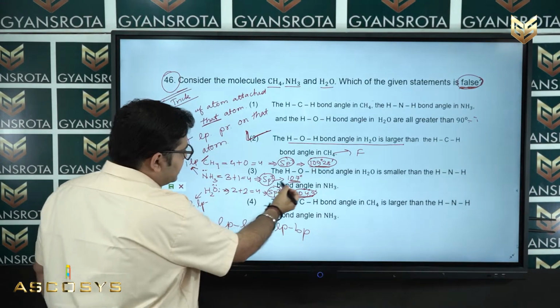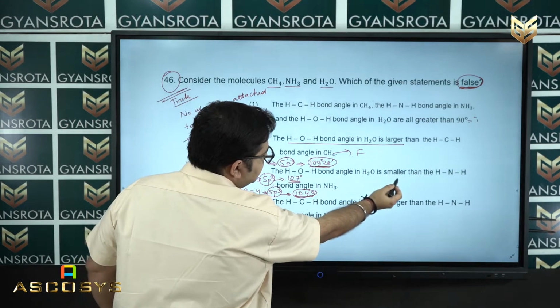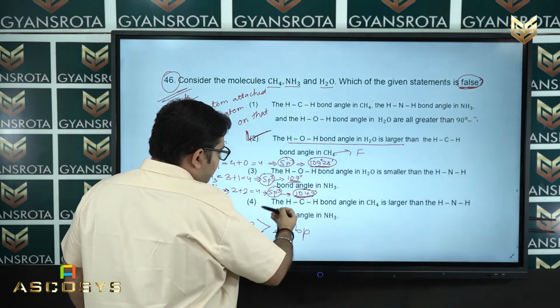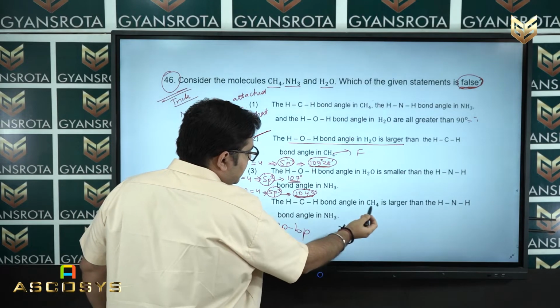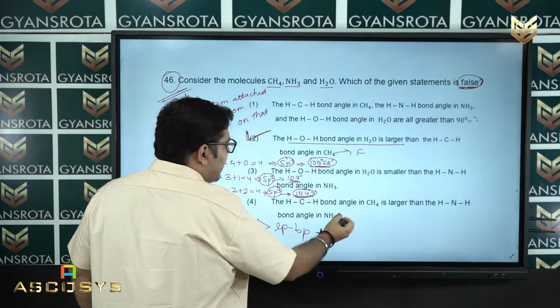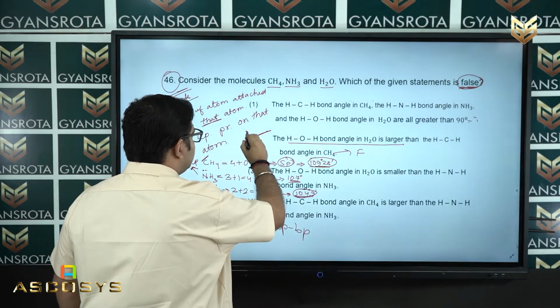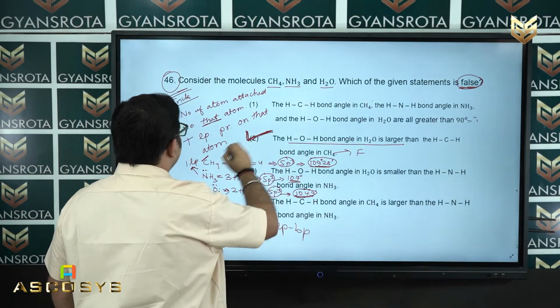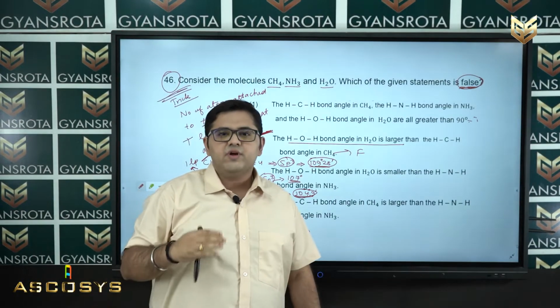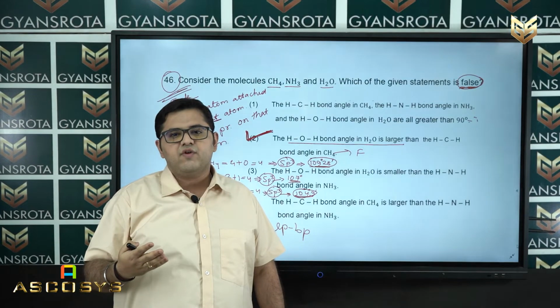Now, if you see the third statement, the HOH bond angle in water is smaller than ammonia. Yes, that is true. Fourth statement, the HCH bond angle in methane is larger than ammonia. Yes, that is also true. So we have to find the false statement, that is option number 2, and it is the correct answer of question number 46. Now, we are moving to the next question, that is question number 47.